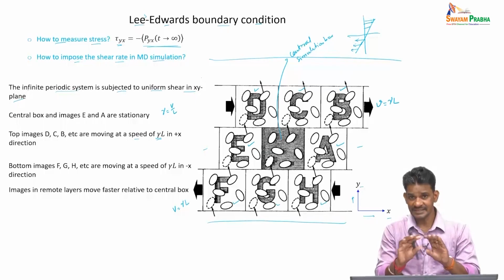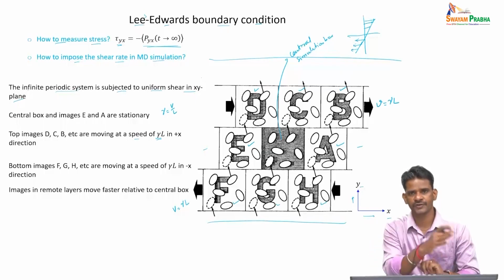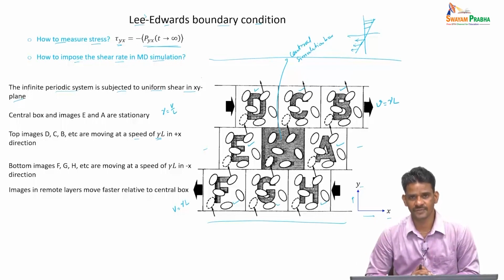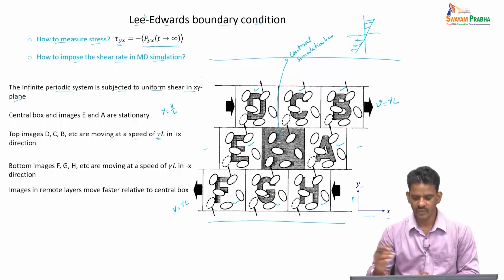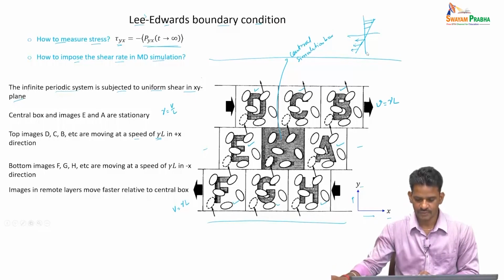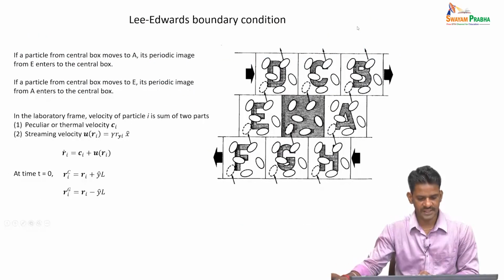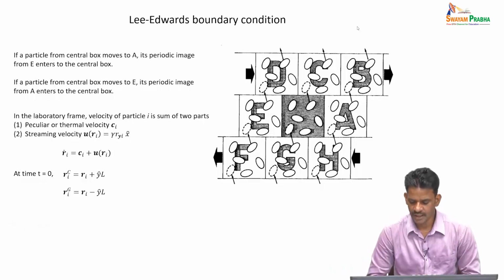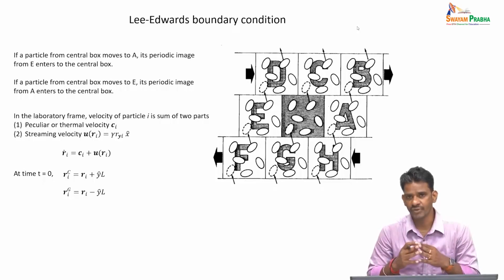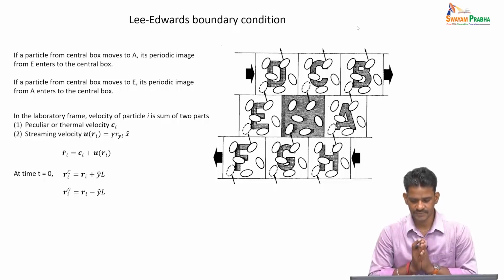We keep the central layer fixed, the top layers are moving from left to right, and the bottom layers are moving from right to left by the same speed gamma L, in the positive x direction and the negative x direction. So, now we have to look at what happens if a particle crosses the boundaries, and how we ensure that we maintain the periodic boundary conditions.